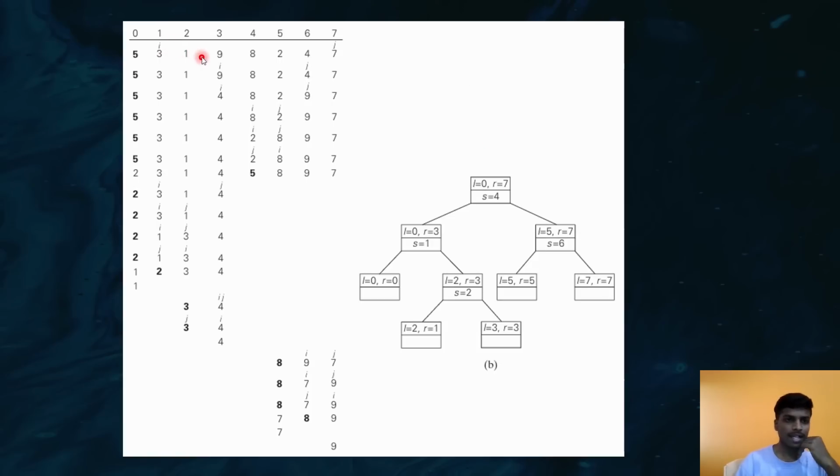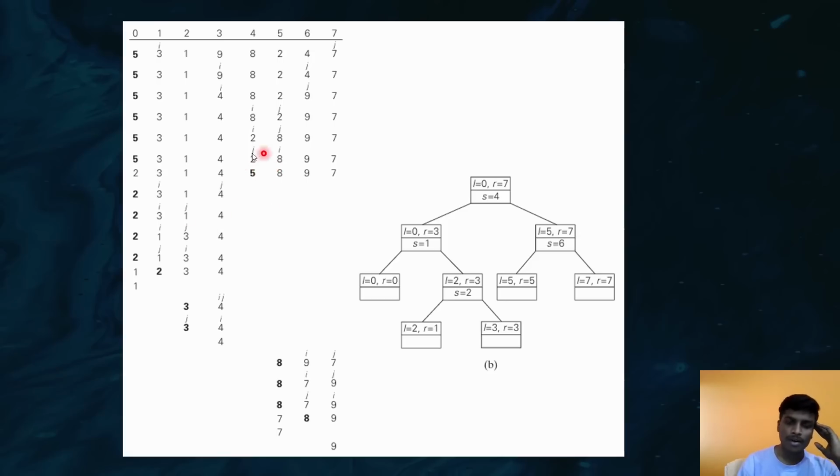Let us take an example: 5 3 1 9 8 2 4 7. The pivot is 5, and i is traversed till 9, and then these are swapped: 9 and 4 are swapped. Again i is near 8 and j is near 2, then 2 and 8 are swapped. Again i is traversed to 8 and j to 2. It is not possible to continue. Now the pivot element 5 and j are swapped.